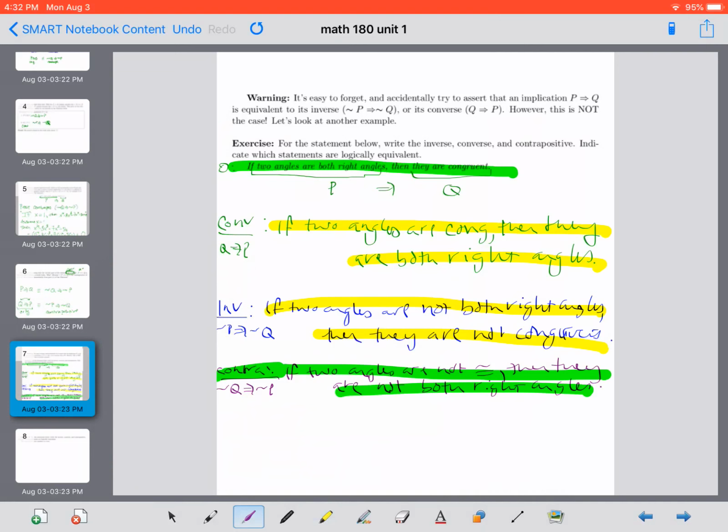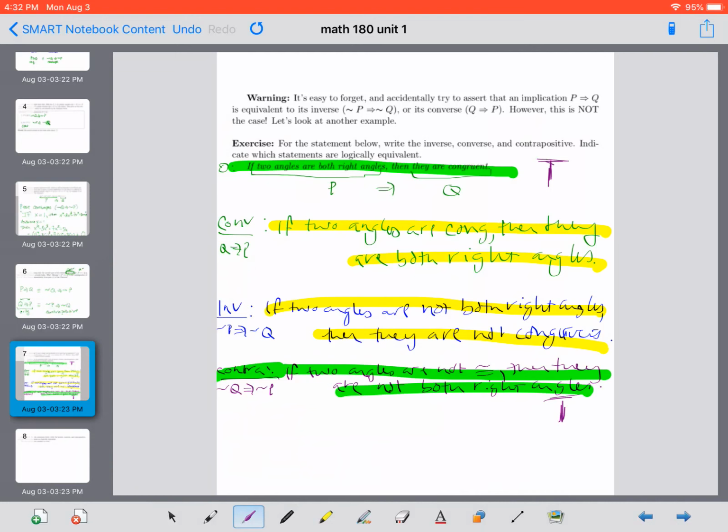So if your two angles are both right angles, then they both measure 90 degrees, so they are congruent. So this is true, which means we can automatically conclude that the contrapositive is true. Which it is, right? If two angles are not congruent, then there's no possible way that they're both right angles, right? Because they're not congruent to each other, therefore they don't have the same measurement, so they're not both right angles.